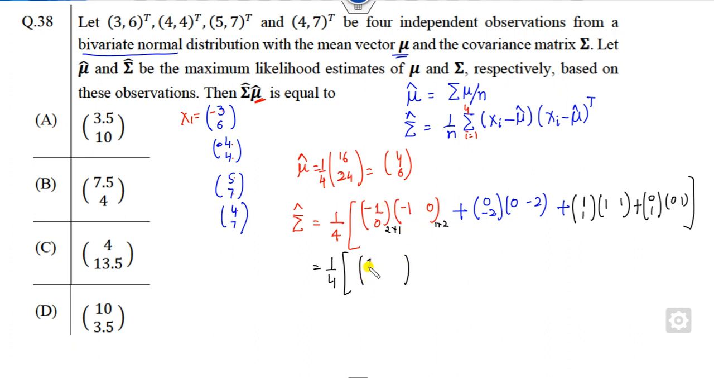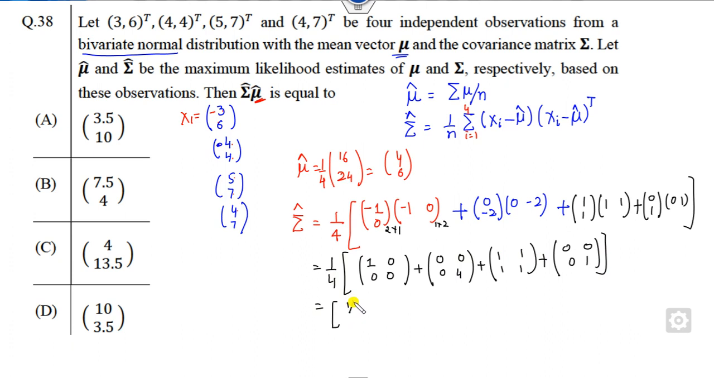So the first one is [1 0; 0 0]. The second is [0 0; 0 4]. The third is [1 1; 1 1], and this is [0 0; 0 1]. Now if you add them, it will be 2 by 4, that is 1 by 2; the off-diagonal entries give 1 by 4; and the last entry is 6 by 4. I can take 1 by 4 as common, so it will be [2 1; 1 6].